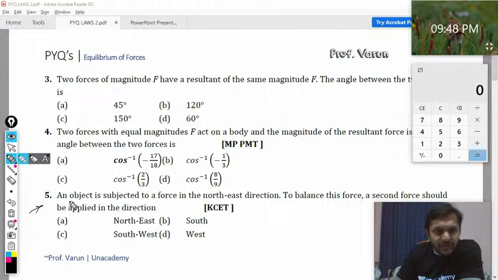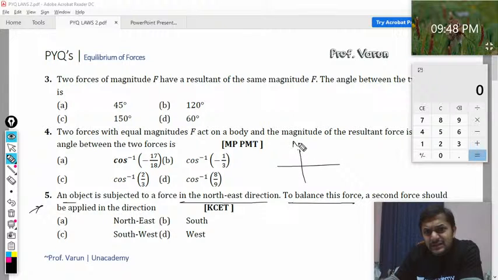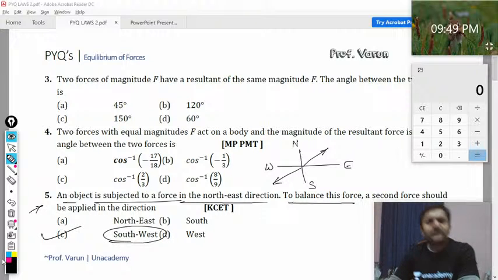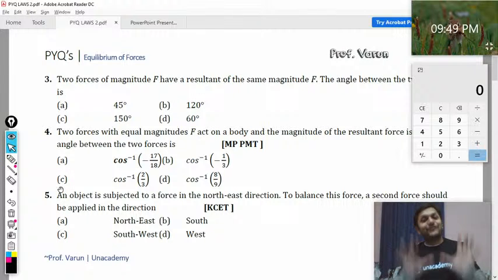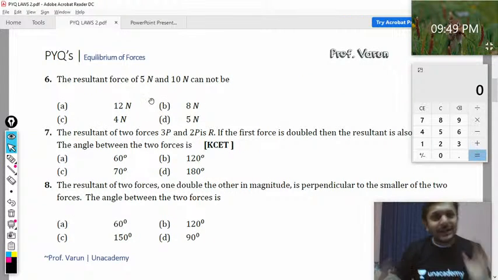Question number 5. An object is subjected to a force in the northeast direction. To balance this force, the second force should be applied. Now, this is a really easy question. This is north and this is east. This is west. This is south. So the force is in the northeast direction. So to balance it, we need a force in the southwest direction. The answer will be C. So this was quite easy. Don't worry. There are many difficult questions that I have brought with me. Don't worry at all. Let us move to the next question.